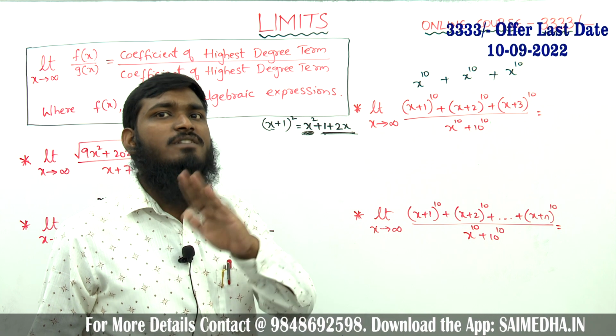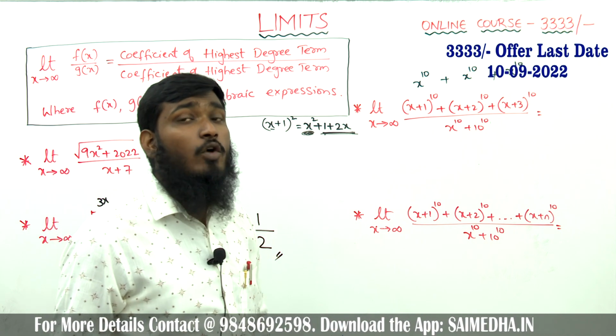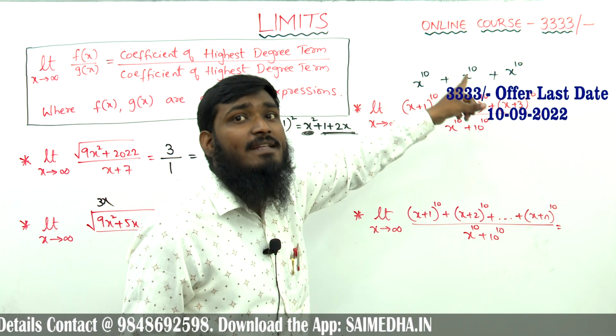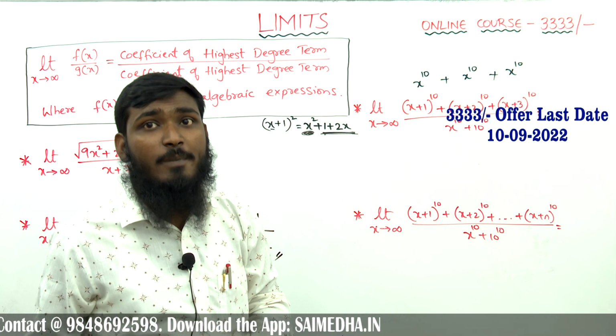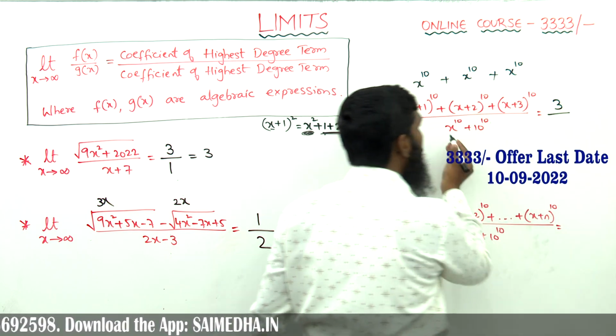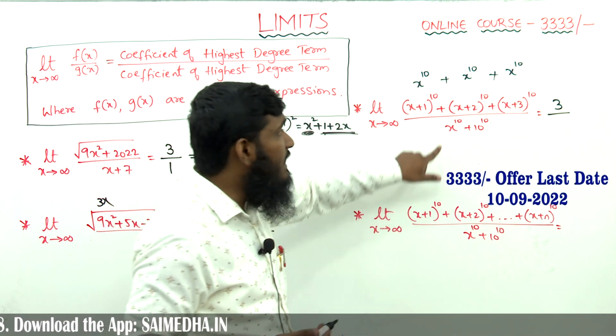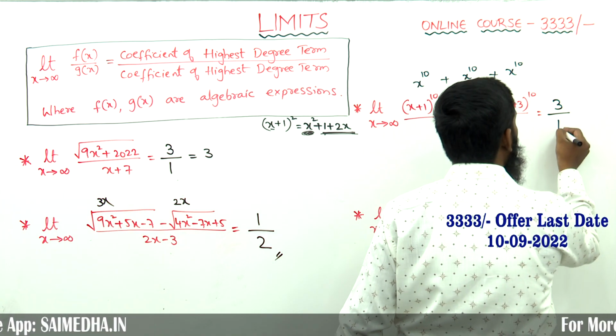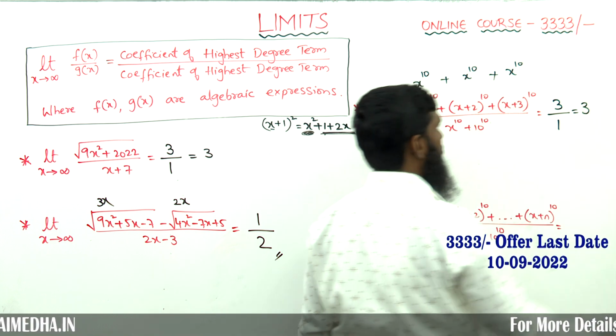After deciding that, we have to select the coefficient. So what is the coefficient of x power 10 in the numerator? After adding this part, the coefficient of x power 10 will be 3. So we have taken this part as 3 divided by the coefficient of x power 10 in the denominator, which is 1. So 3 by 1 equals 3.